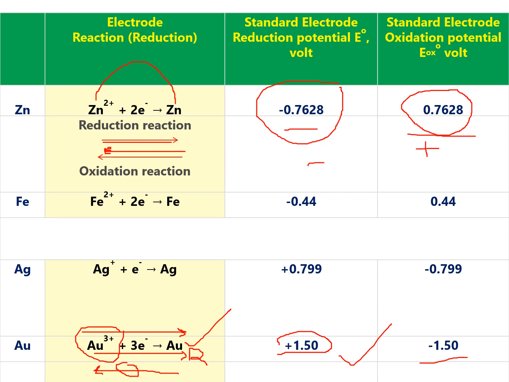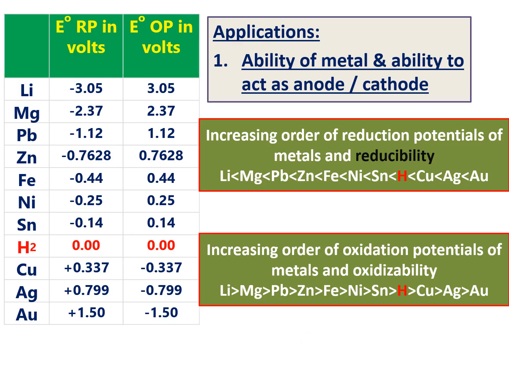Like that, you need to understand the electrochemical series. By using the electrochemical series, we can solve different problems. Different applications can be done with this electrochemical series. The first one is the ability of a metal, that means a metal can act as anode or cathode. So you can see the table here.